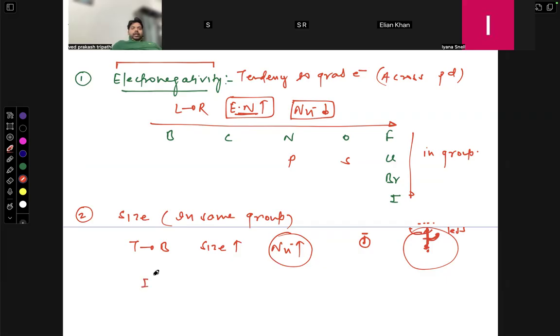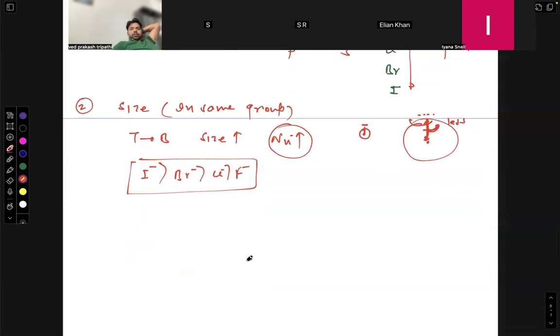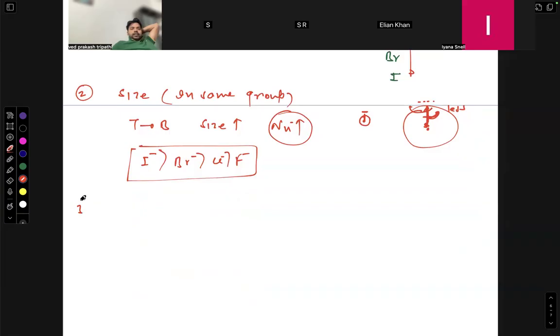So iodine minus is better than Br, then Cl, then F. Clear? So whenever you have a comparison in the group, always look at the size, and whenever you have in period, look at the electronegativity. Any doubt about it? Okay. Now the third factor is resonance.